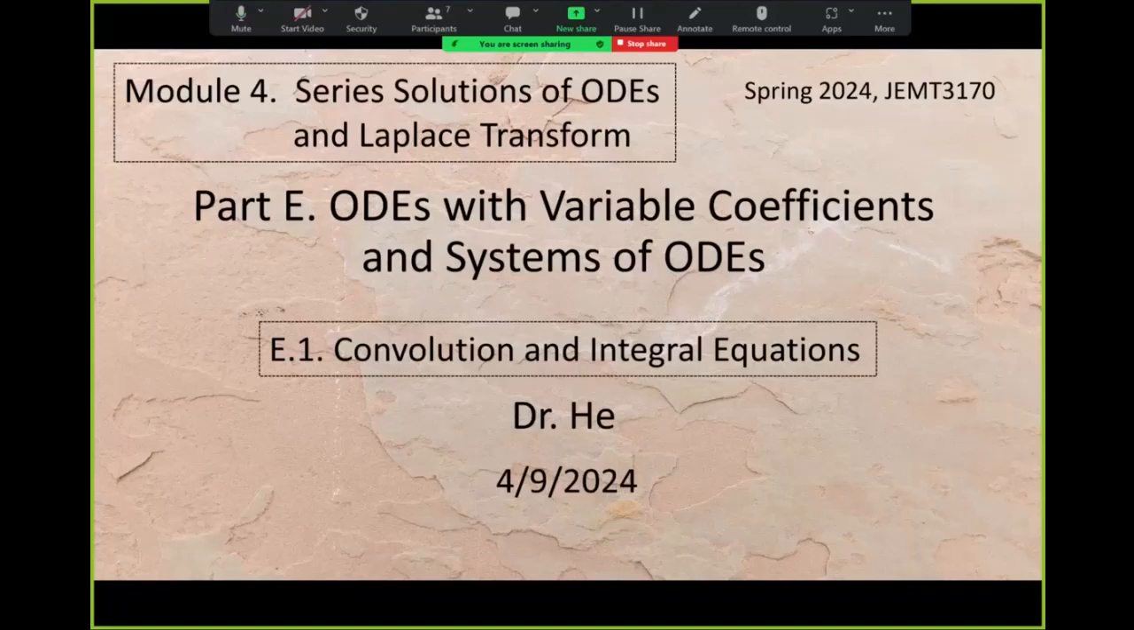All right. So here is the title first: ODEs with variable coefficients and systems of ODEs. These two are application topics. Before that, we do the Laplace transform for differentiation and integration. We did something on differentiation and integration before, but that was in the time domain. Here we do differentiation and integration in the S domain, so the formulas are different. Also very useful formulas. All right.